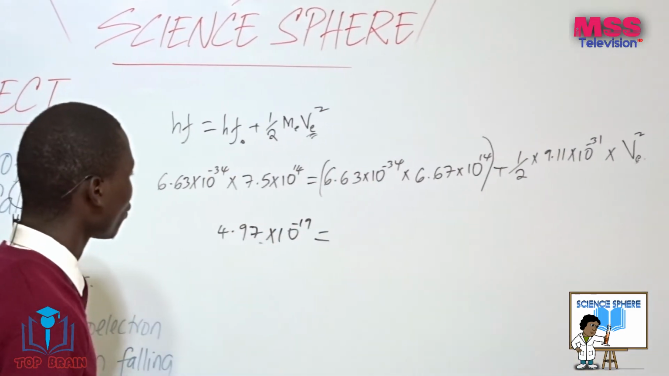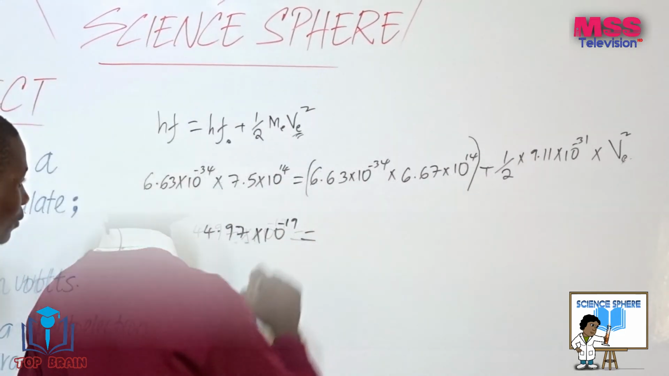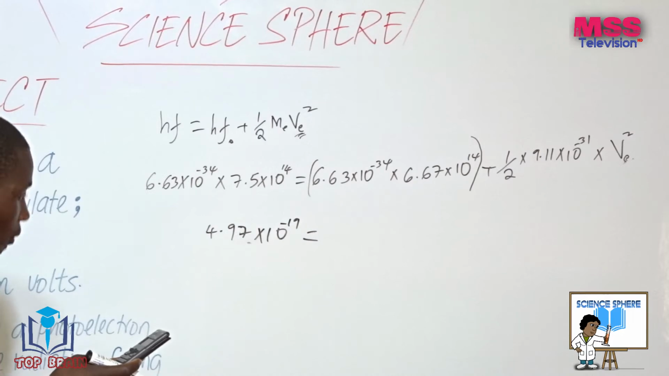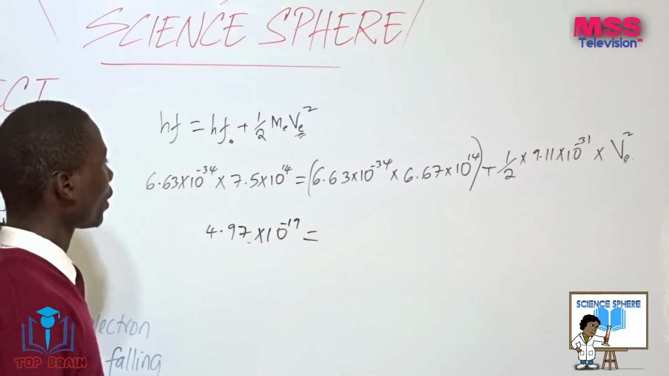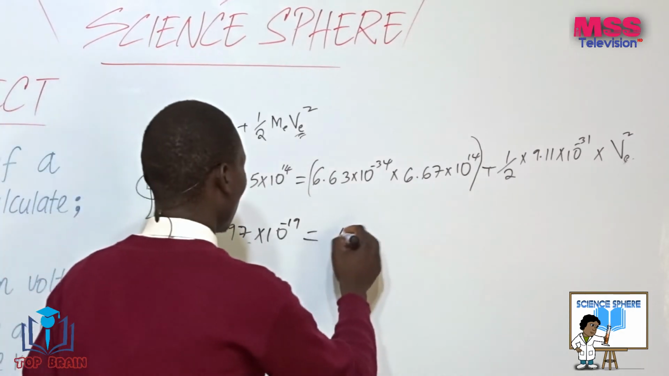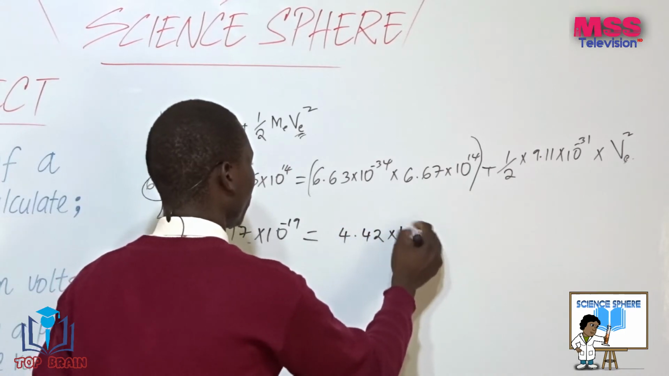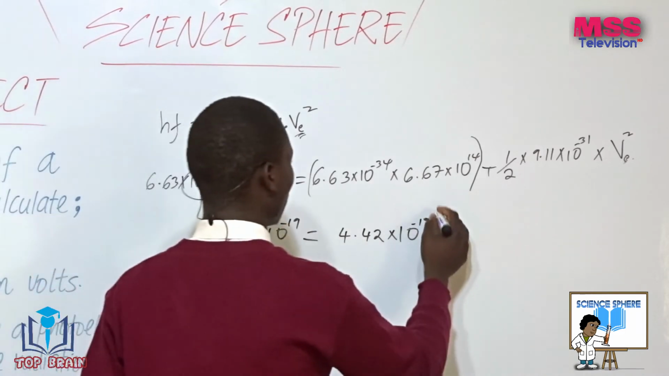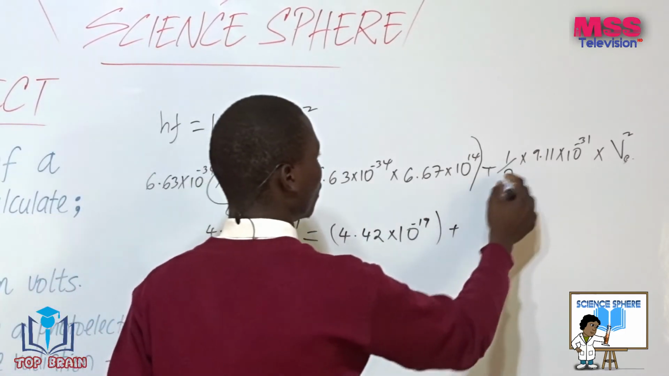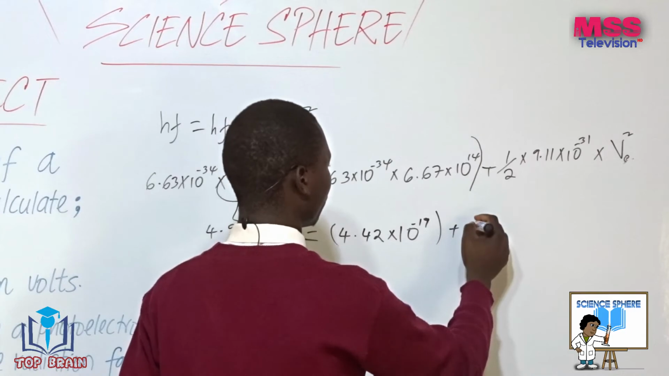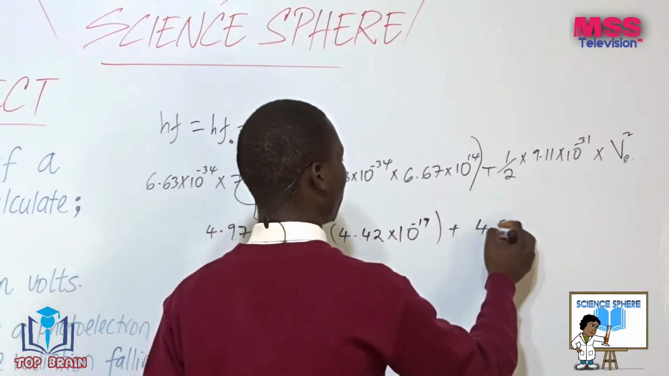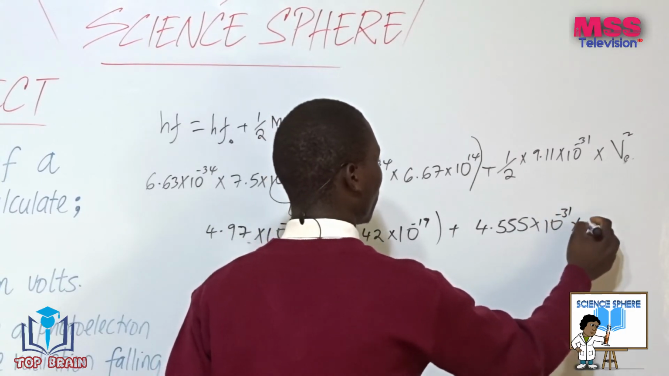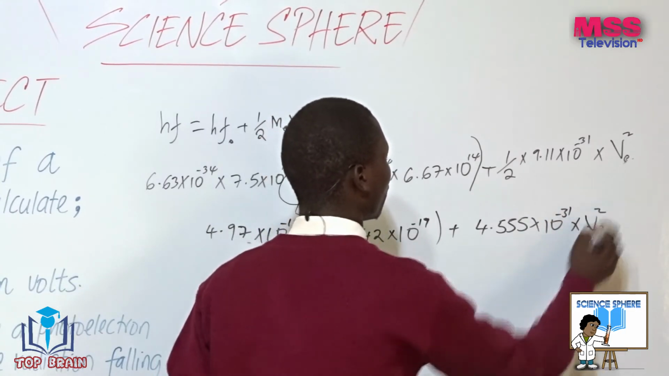Working this out on your calculator, you're going to get 4.42 times 10 raised to power negative 19 in brackets, plus a half of these, you are going to get 4.555 times 10 raised to negative 31 multiplied by V e squared.